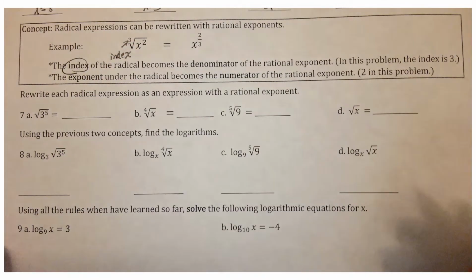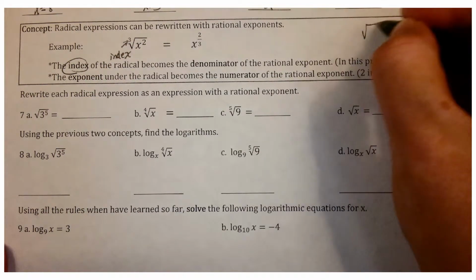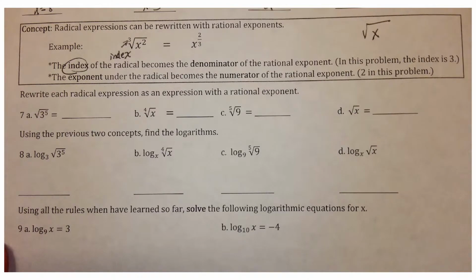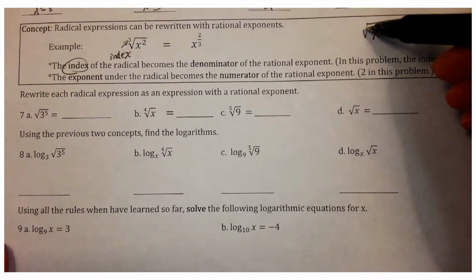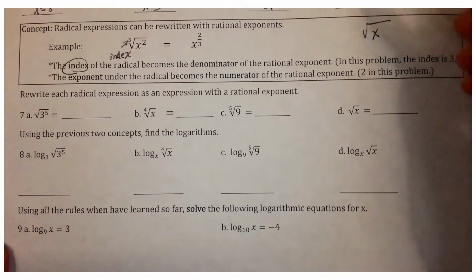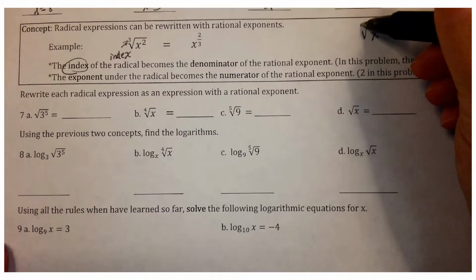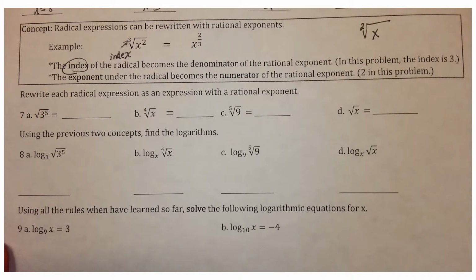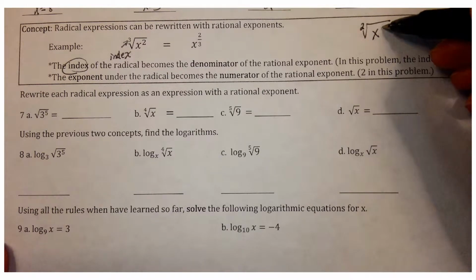Just a quick note, if this was just a square root, there's not normally a number there, but there is one that's understood. So if it's a square root, there is an understood index of 2. And that may come into play later, so make sure you remember that. Also, if there's no exponent there, it is understood to be 1.